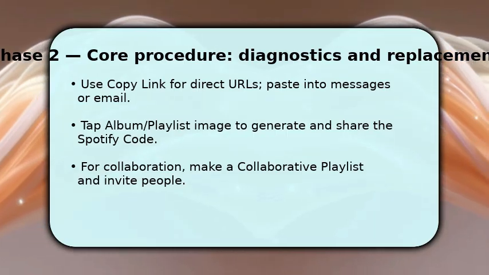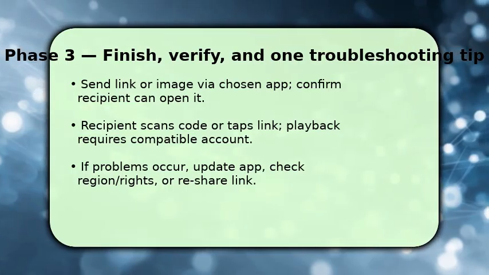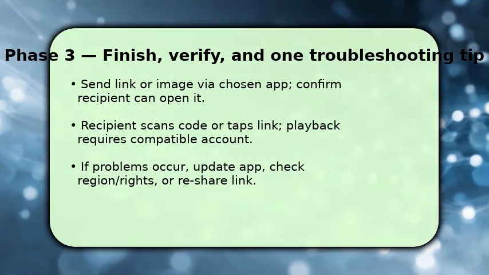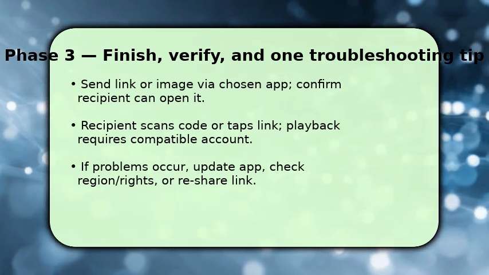You send the link or image through your chosen app and ask the recipient to open it. If you shared a Spotify code, they scan it inside Spotify using Search Camera. If you send a link, they tap it and Spotify opens.